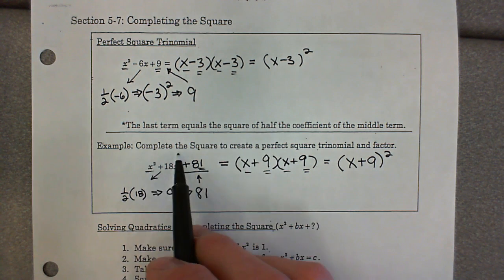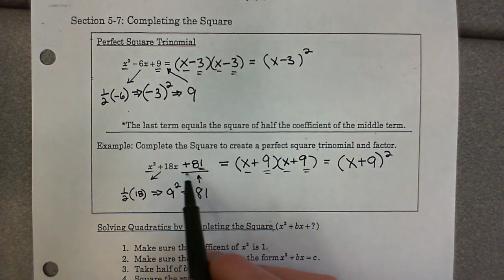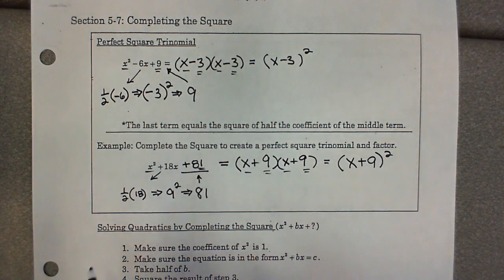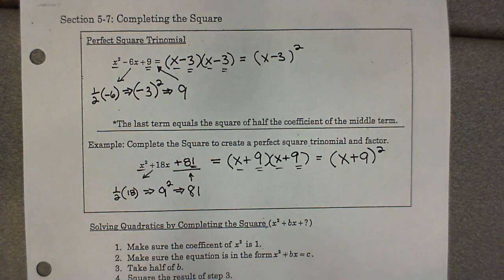And the process that we are going to go through to come up with a third term is called completing the square, which actually creates the perfect square trinomial. Now in the section below, we'll be actually applying this to solve quadratics. That'll be in the next video.